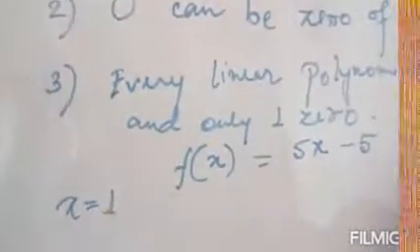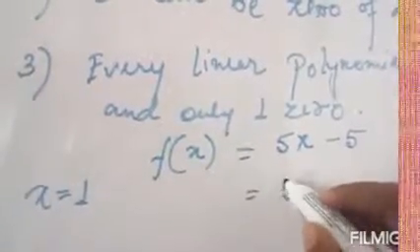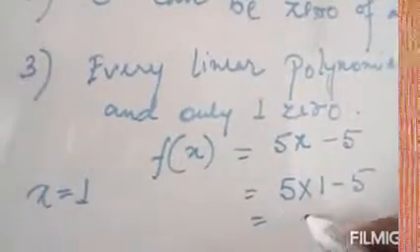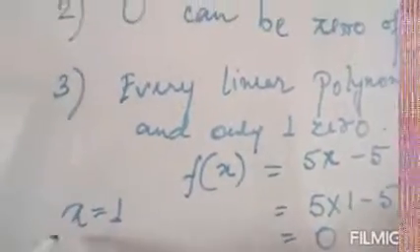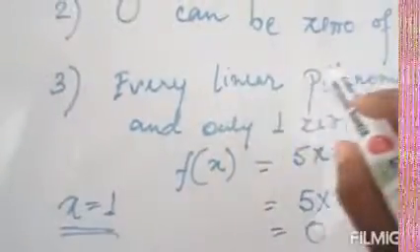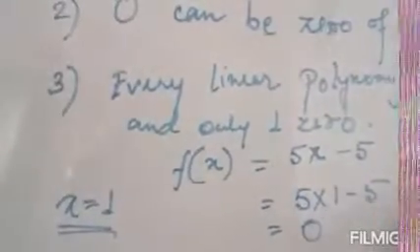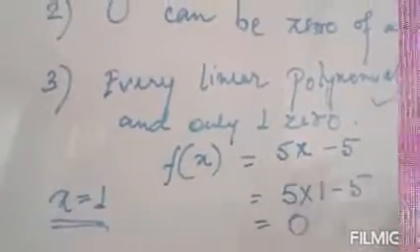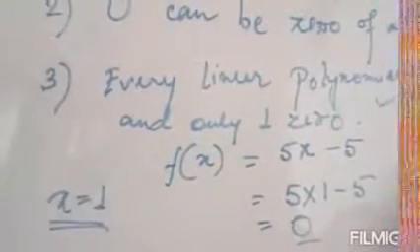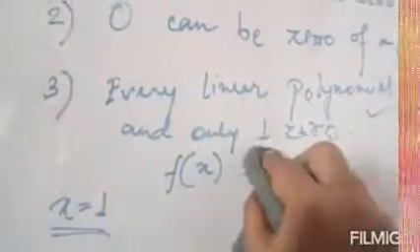Now see, only for x is equal to 1, the value of this polynomial will come as 0, right? Only for x is equal to 1. That means this statement is also true, that every linear polynomial has one and only one zero. For no other value of x can you find the value of the polynomial as 0.